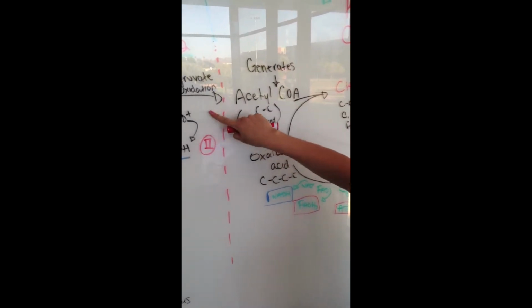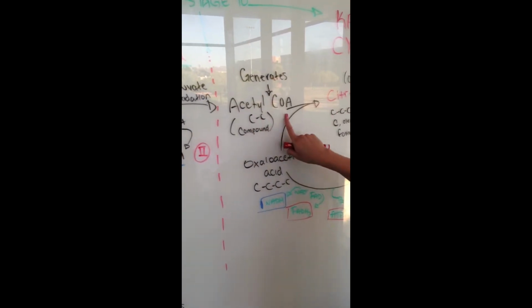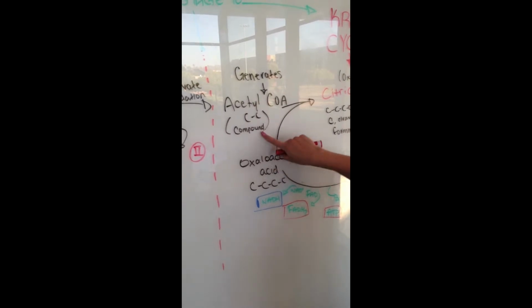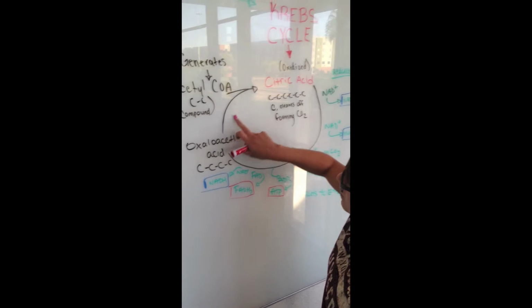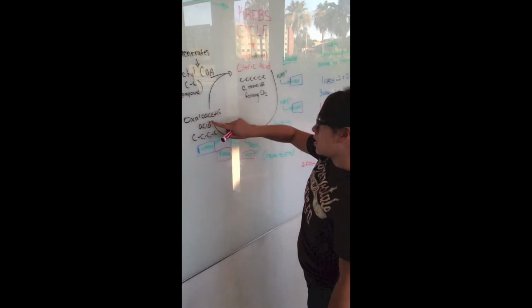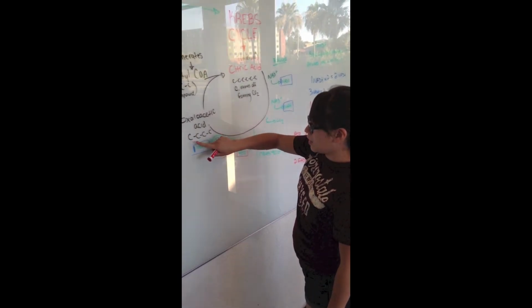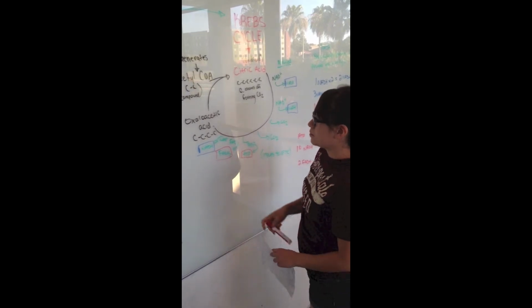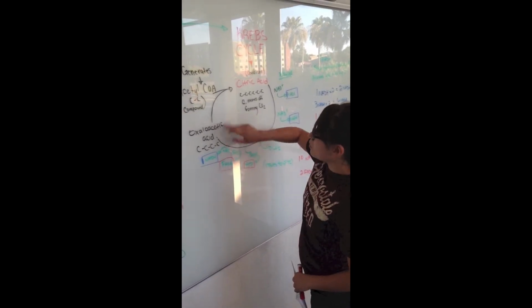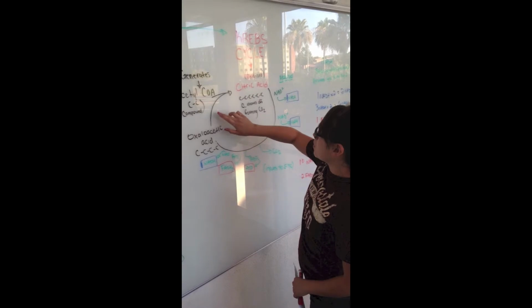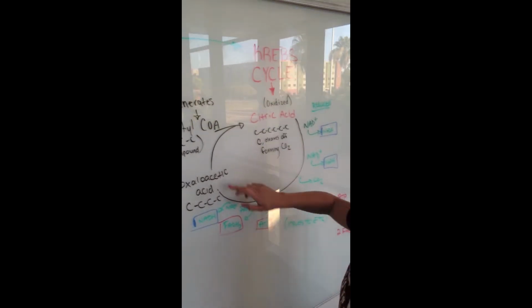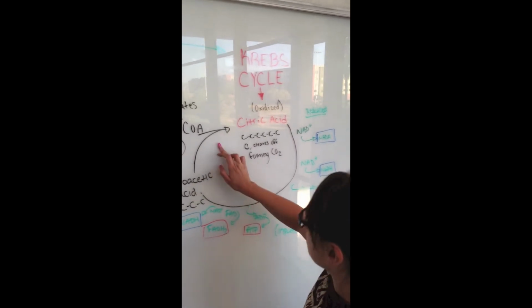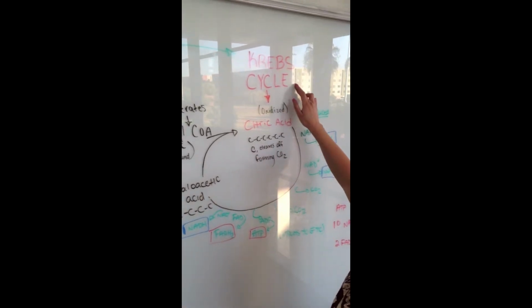Further on, the oxidation process right here will generate acetyl-CoA, which is a 2-carbon compound. With that being said, it will merge with oxaloacetic acid, which is a 4-carbon molecule. When these two merge, they will form citric acid, which will then be oxidized throughout this whole cycle right here, and it is known as the Krebs cycle.